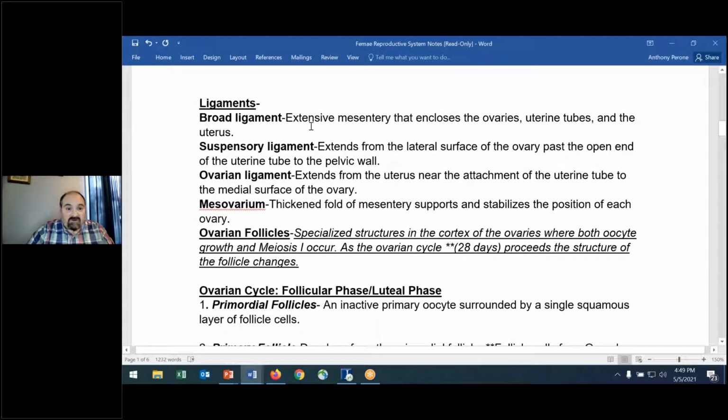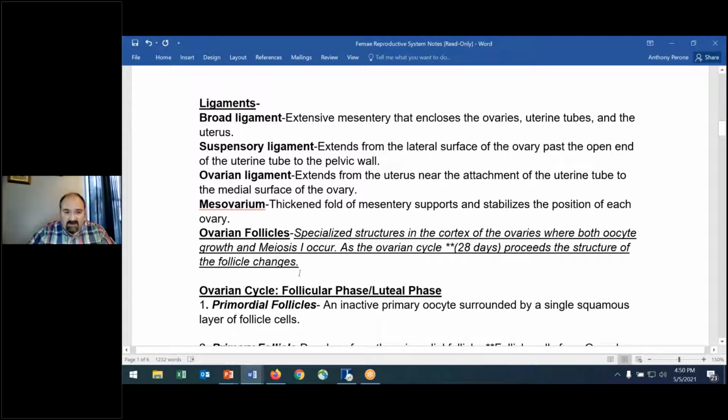And then you'll have here the broad ligament. This is very broad in its size, an extensive mesentery that encloses the ovaries, uterine tubes, and the uterus. So it's quite a large structure in comparison to the suspensory and ovarian ligaments, which you would think of as more tube-shaped, okay?